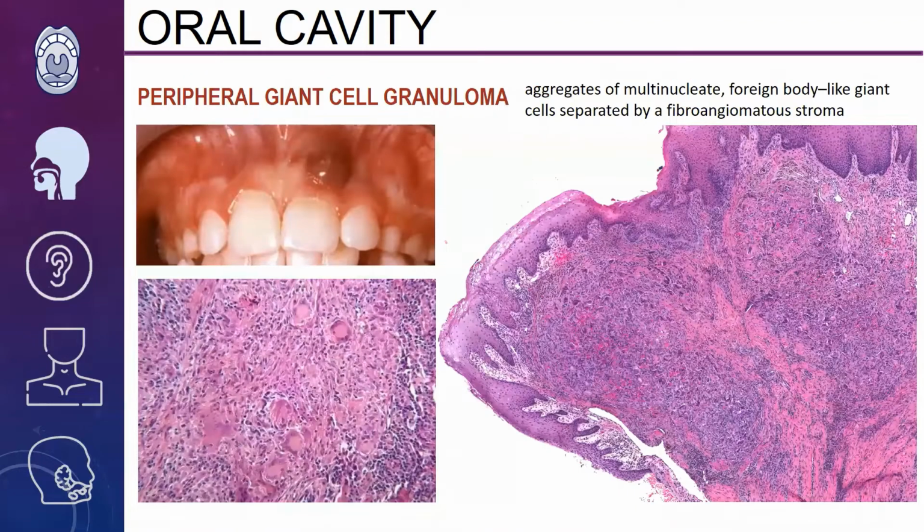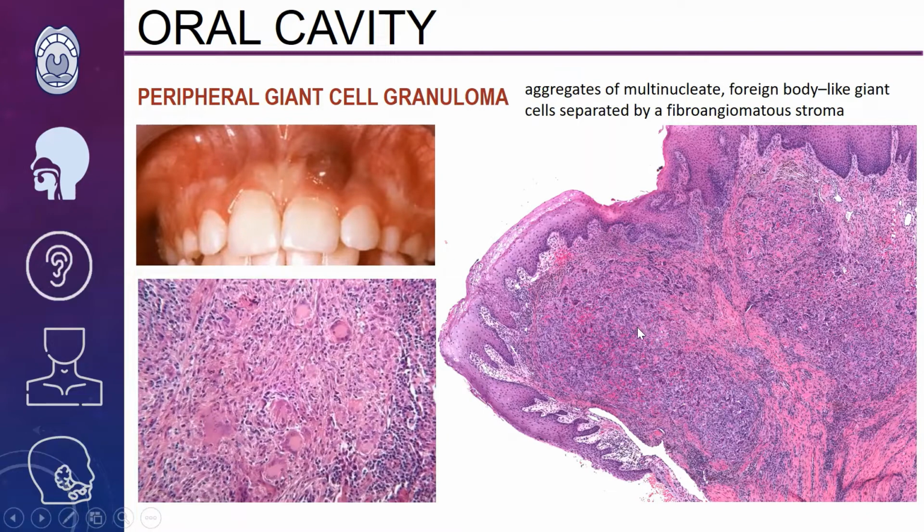Next, we have peripheral giant cell granuloma, which is an uncommon oral cavity lesion that's likely representing a reactive inflammatory process. Grossly, you will see a soft to firm mass in the gingiva, often displacing the adjacent teeth and may erode underlying bone. It is generally covered by intact gingival mucosa.